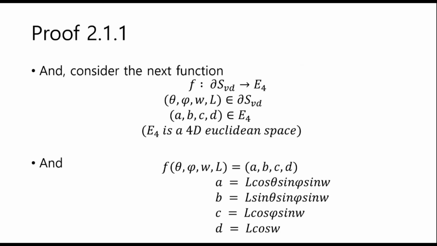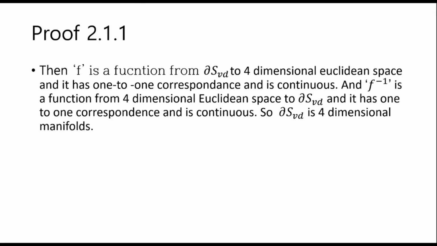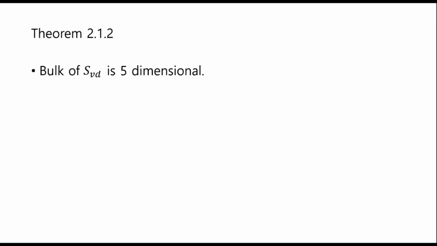And consider the next function, and this one, and its inverse function is like this. Then f is a function from DS3D to 4-dimensional Euclidean space, and it has one-to-one correspondence and it's continuous. And inverse f is a function from 4-dimensional Euclidean space to DS3D, and it has one-to-one correspondence and it's continuous. So DS3D is a 4-dimensional manifold.